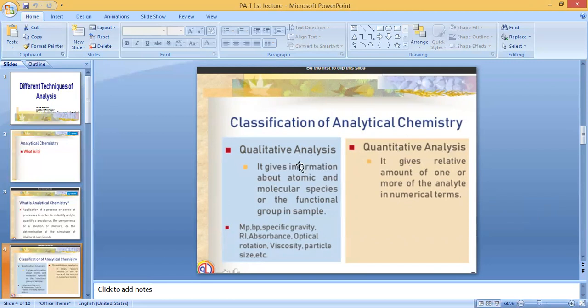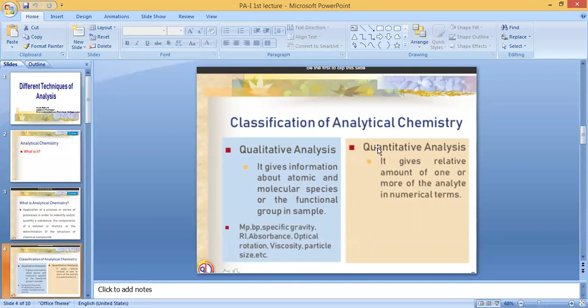Firstly, we are going to see what qualitative analysis is. Qualitative analysis briefly gives information about the atomic and molecular species or the functional groups which are present in an unknown sample. So it gives the presence of an atom or a molecule in a chemical entity or in a drug substance. For example, with the help of boiling point, melting point, specific gravity, IR absorbance, optical rotation, viscosity or particle size, we can identify the given unknown drug substance, that is, which atoms or molecules are present in it.